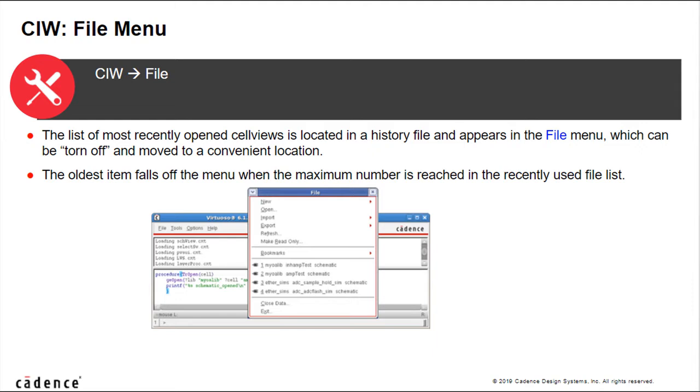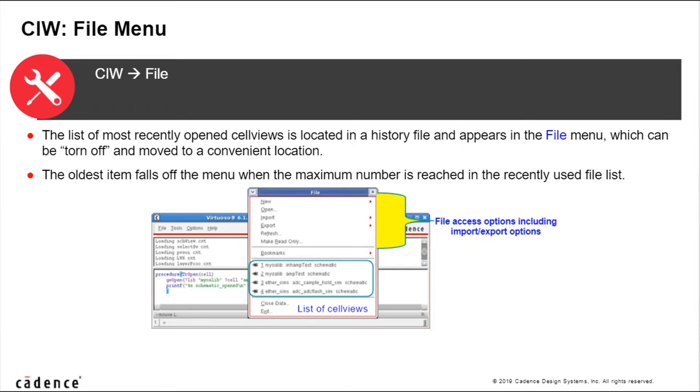The File menu contains options that you would find in most software File menus, such as New, Open, etc. You can see this File menu now that has been torn off from the CIW. There are additional options to import, export, make some views read-only, etc. You can also see a list of the most recently opened cellviews. The oldest item falls off the menu when the maximum number is reached in the recently used file list.